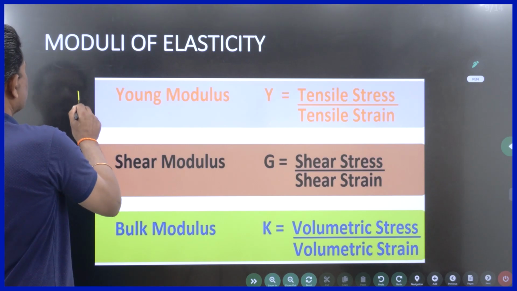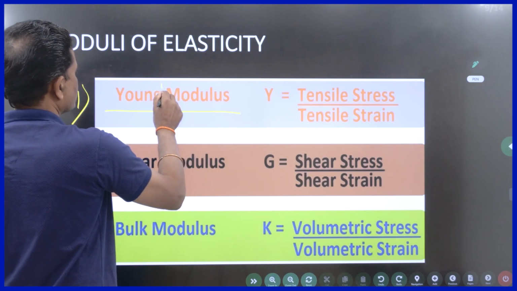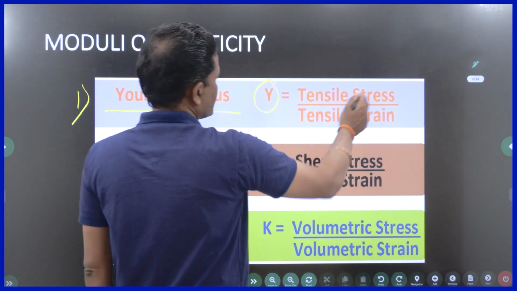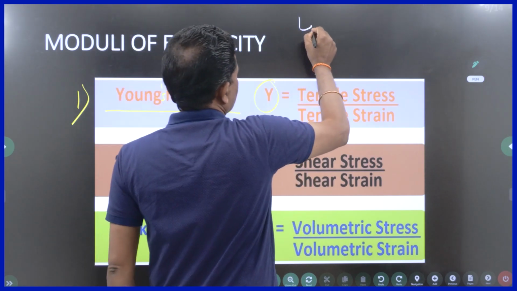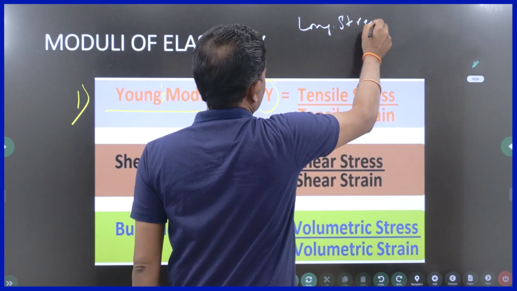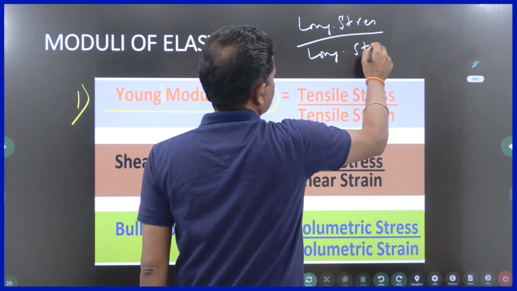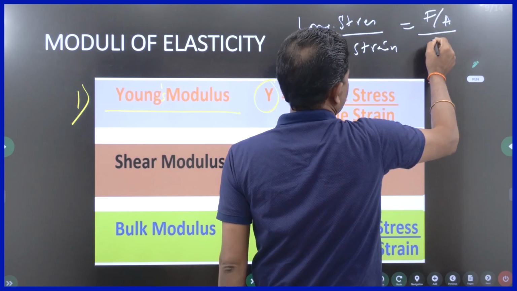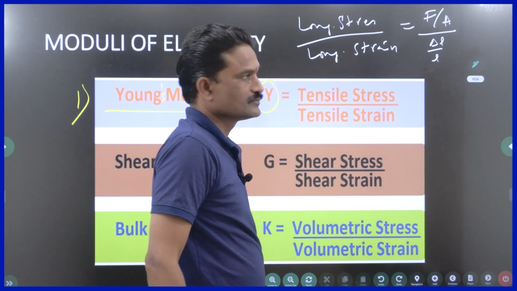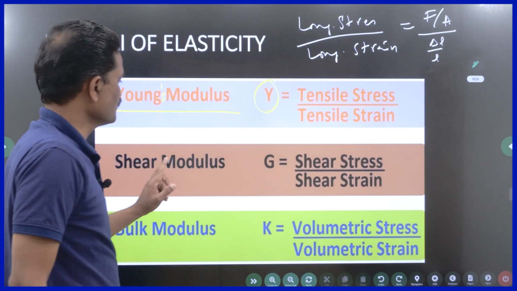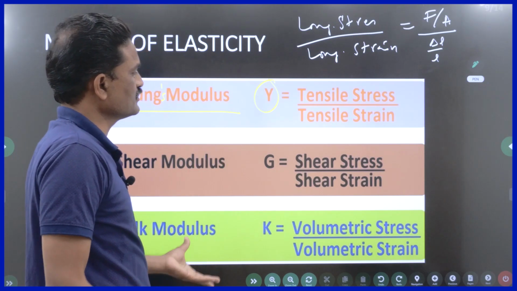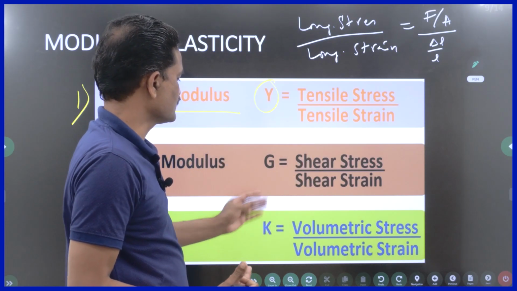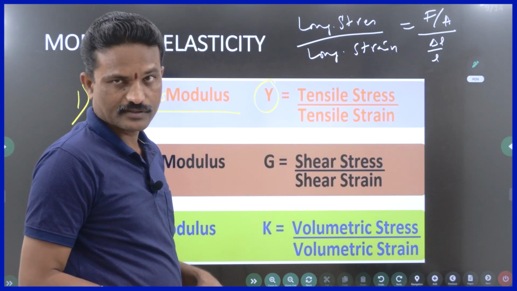The first one related to longitudinal is called Young's modulus. Young's modulus is indicated by capital Y. So this is tensile stress by tensile strain. That means longitudinal stress divided by longitudinal strain. So this can be written as F by A divided by delta L by L. Is this clear? Right. Now shear modulus is indicated by capital G. In some books it will be different. No need to worry. So shear stress by shear strain. Bulk modulus, volumetric stress divided by volumetric strain. Right.